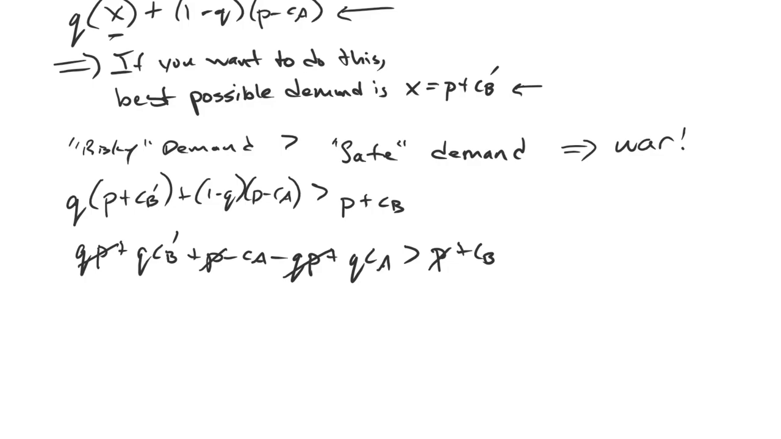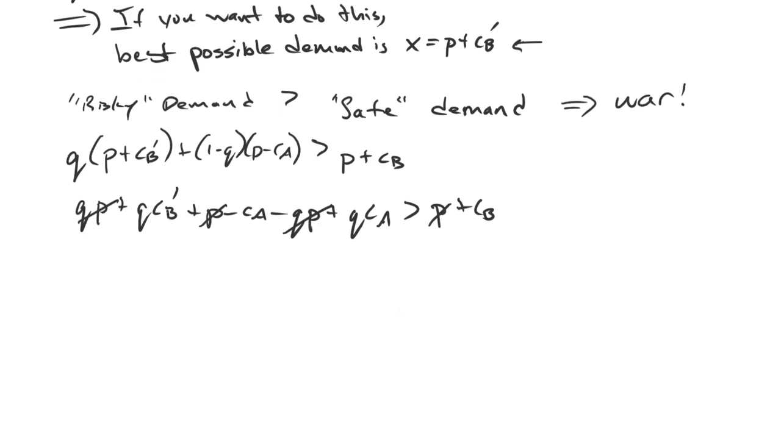So let's just go ahead and reduce this a little bit. We have QCB prime here. We have a plus QCA. And let's go ahead and move this CA over to the other side so that we get greater than CA plus CB.